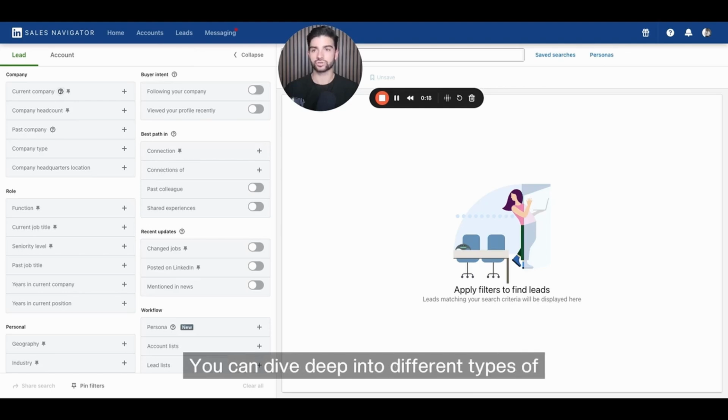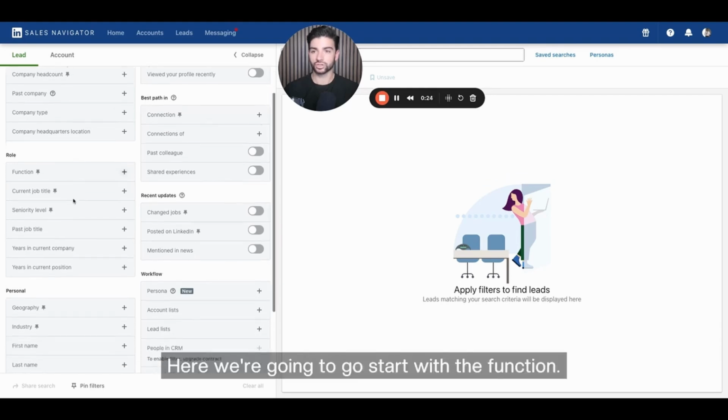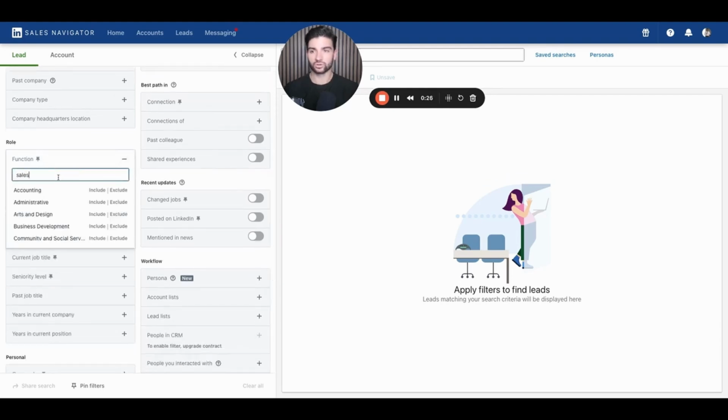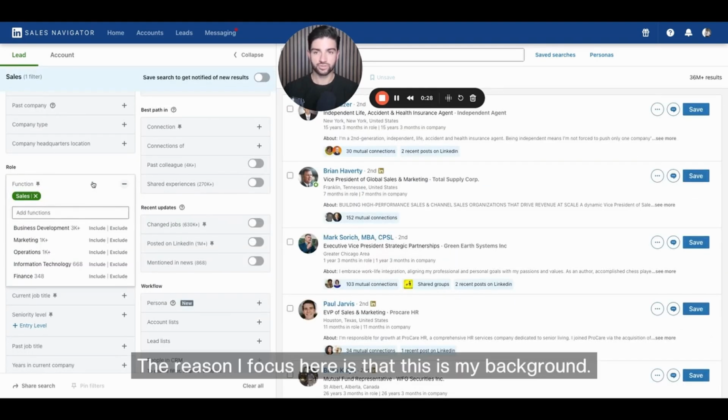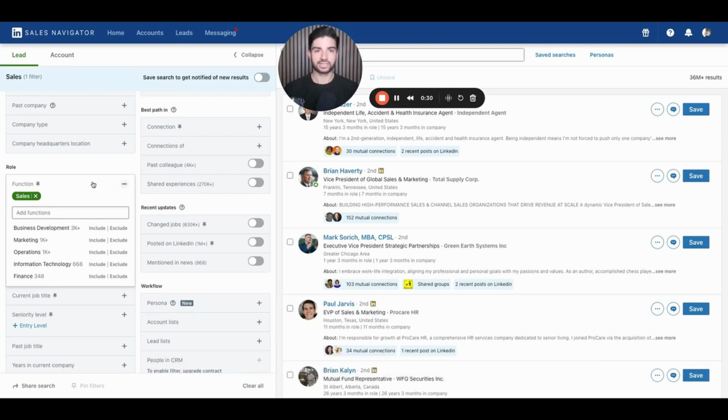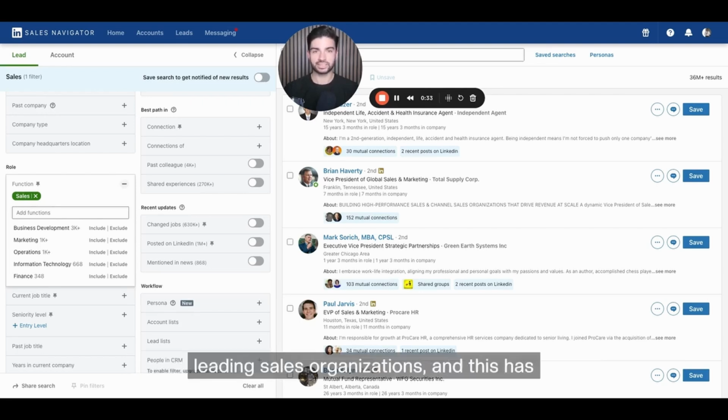You can dive deep into different types of criteria that your investor really fits, right? So here we're going to start with the function. We're going to start with sales. The reason I focus here is that this is my background. I spent 7 years in corporate America leading sales organizations, and this has been my core focus and what I know really well, right? So targeting people who are similar to myself because I can go speak their language.